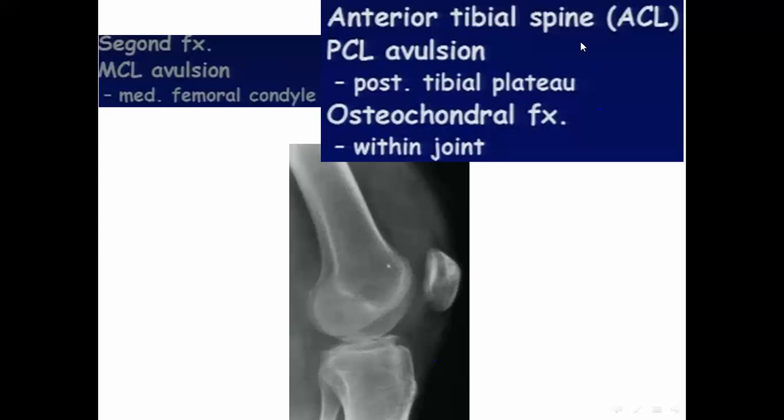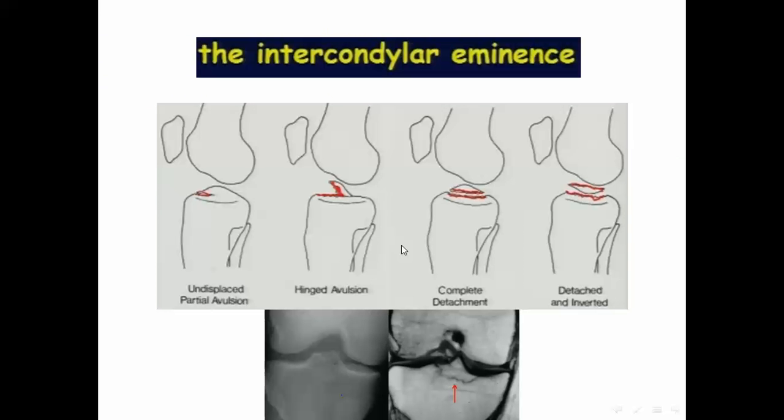And as we see, we can find other associated injuries in the anterior tibial spine, or avulsion of the posterior cruciate ligament, or osteochondral fracture. The intercondylar eminence could be undisplaced with avulsion, could be avulsed, could be completely detached, and maybe detached and inverted upside down.